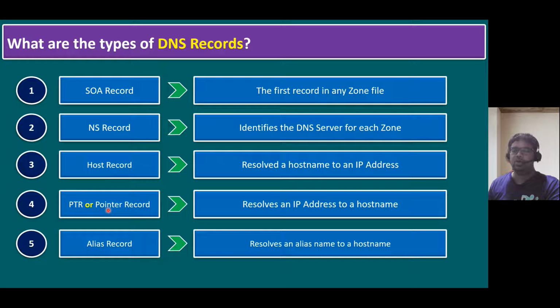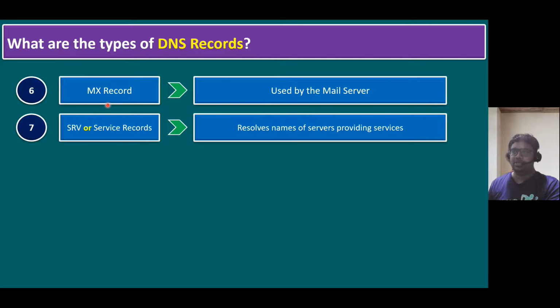And the PTR, or pointer record. This pointer record is completely opposite to the host record. That means it resolves an IP address to a host name. And the alias record. Alias means it's like another name. If you want to represent the host record with a different name, we can create an alias record. That means it resolves an alias name to a host name. Now another record is the MX record. Normally the MX record is used by the mail server, and the seventh record is SRV, or service records. It resolves names of servers providing services.